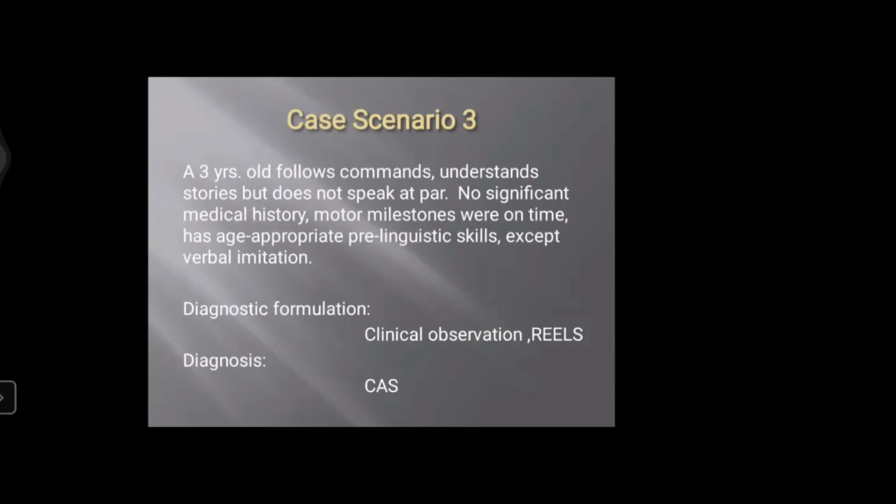So maybe we'll have that as a provisional diagnosis, and maybe observe him for 2 to 3 sessions. Is it because he's shy that he doesn't imitate, or actually he cannot? He has a limitation in verbal imitation. So then we can come to a conclusion for diagnosis as childhood apraxia after observing him in 2 to 3 settings.